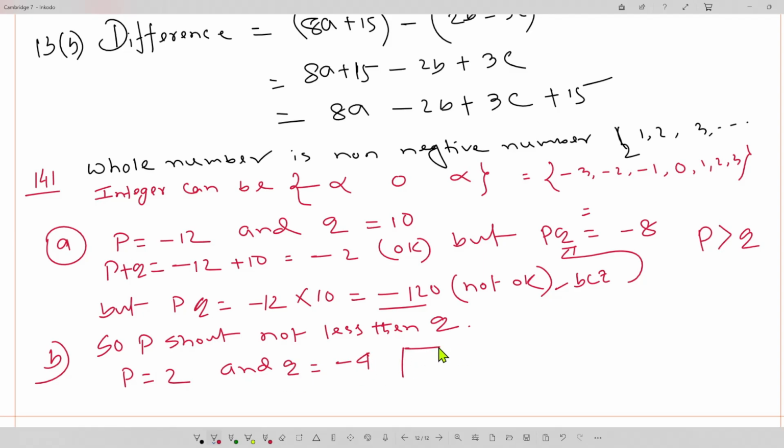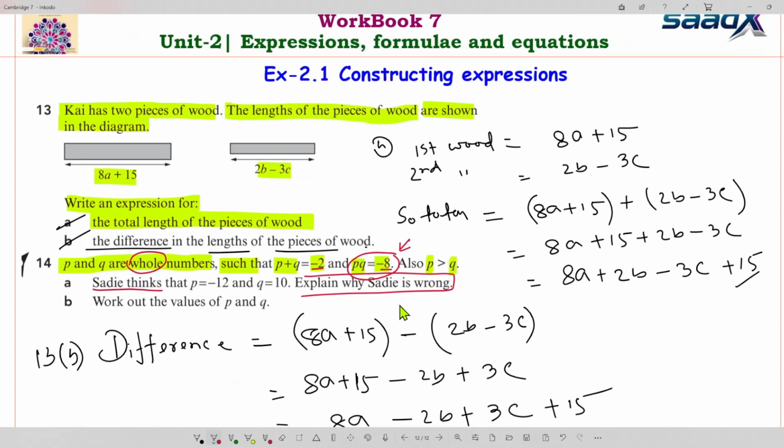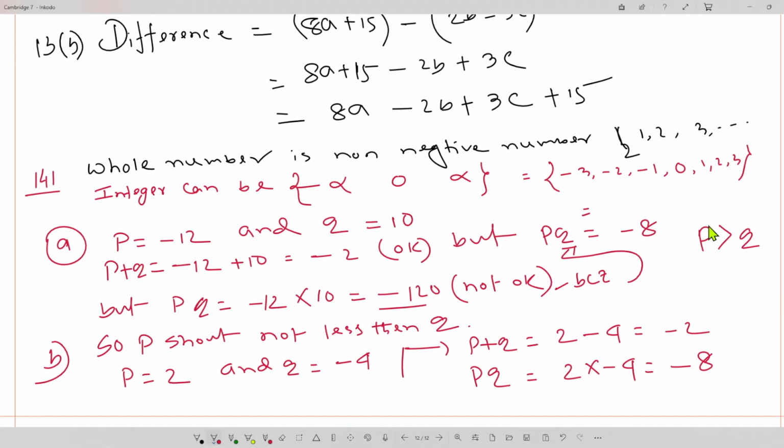Now look, P plus Q equals 2 minus 4, it will be minus 2, and PQ equals 2 times minus 4, this one also minus 8. So everything is okay. One is minus 2 and another one is minus 8.